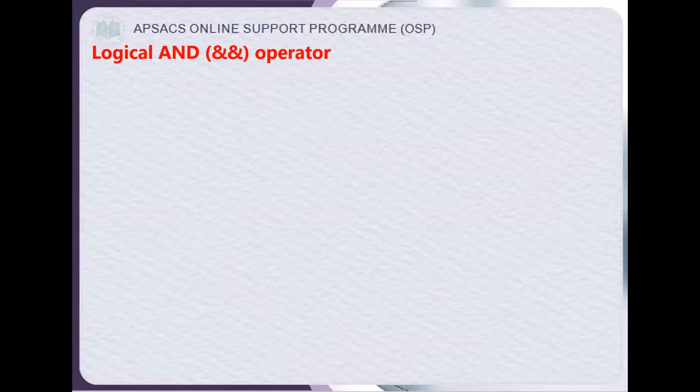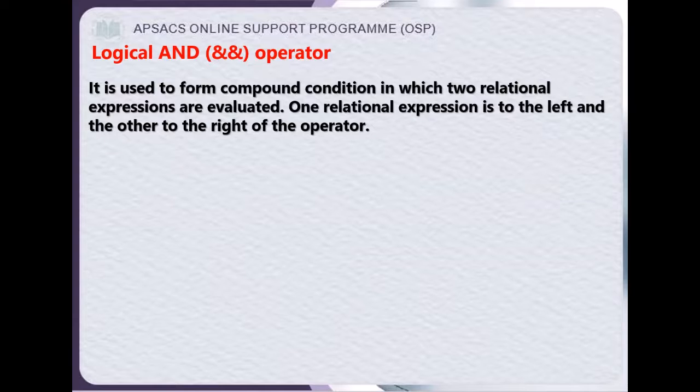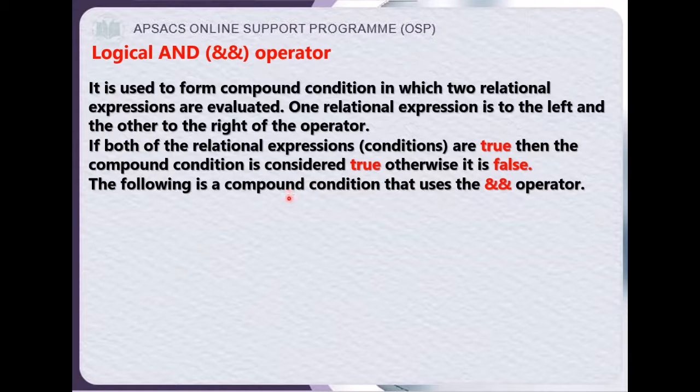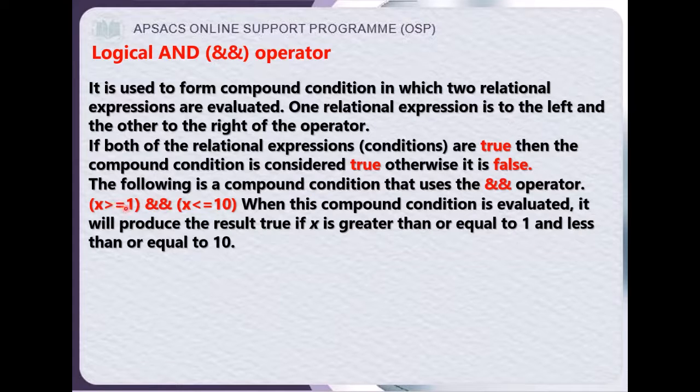Logical AND operator. It is used to form a compound condition in which two relational expressions are evaluated. One relational expression is to the left and the other to the right of the operator. If both of the relational expressions or conditions are true, then the compound condition is considered true, otherwise it is false. The following is a compound condition that uses the AND operator: x greater than or equal to 1 and x less than or equal to 10.